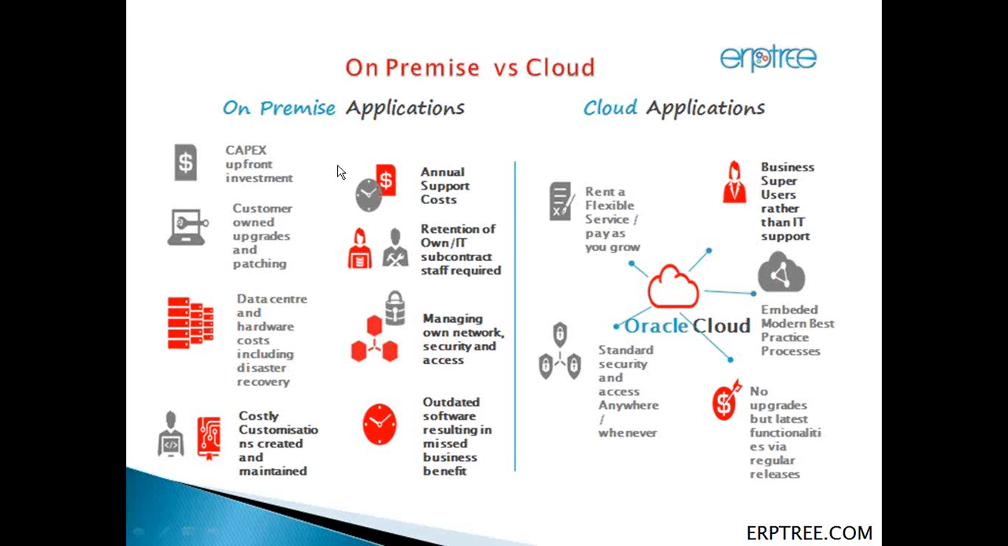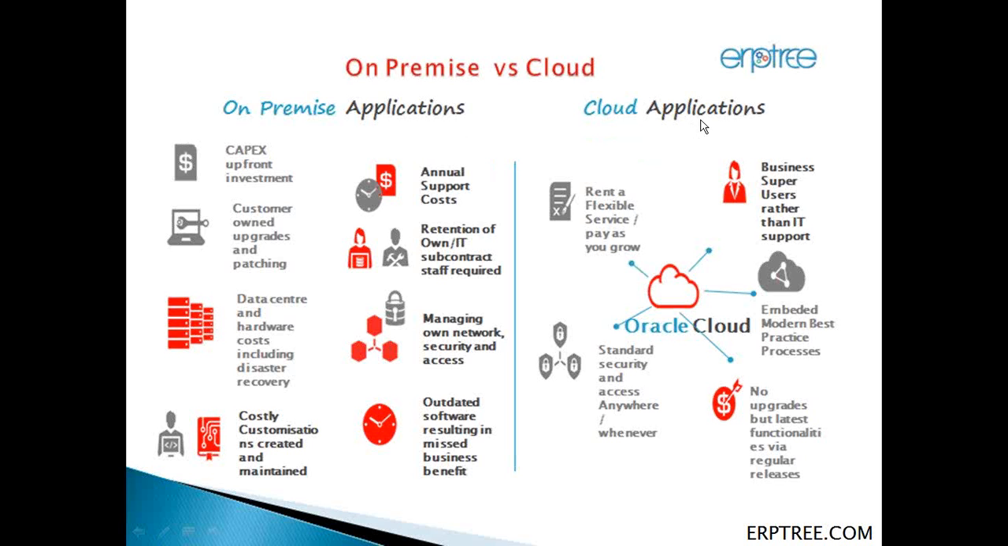Another is customer-owned upgrades and patching. When you go with your on-premise servers, that means you have to buy all the server infrastructure, get the technical team, and they have to install it. You have to take complete ownership and be ready to bear the risk. But when you go with the cloud, Oracle will take care of everything, and you can just take it on a rental basis. So you don't need to buy any server infrastructure.